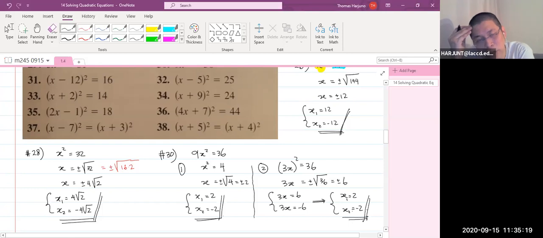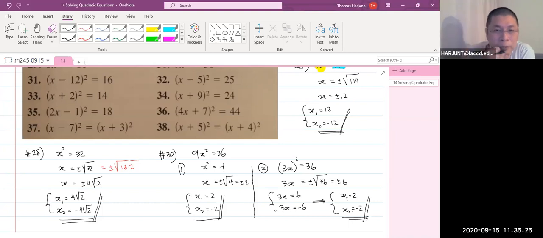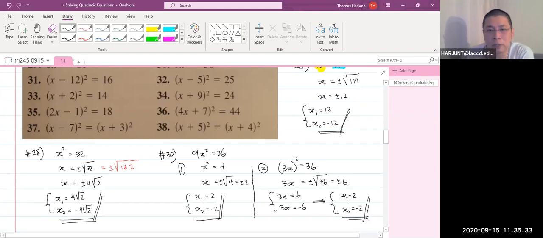But the key in step 2 is to look at that as a perfect square first. Okay, but I personally prefer the first method. Now let's modify that question number 30 a bit.